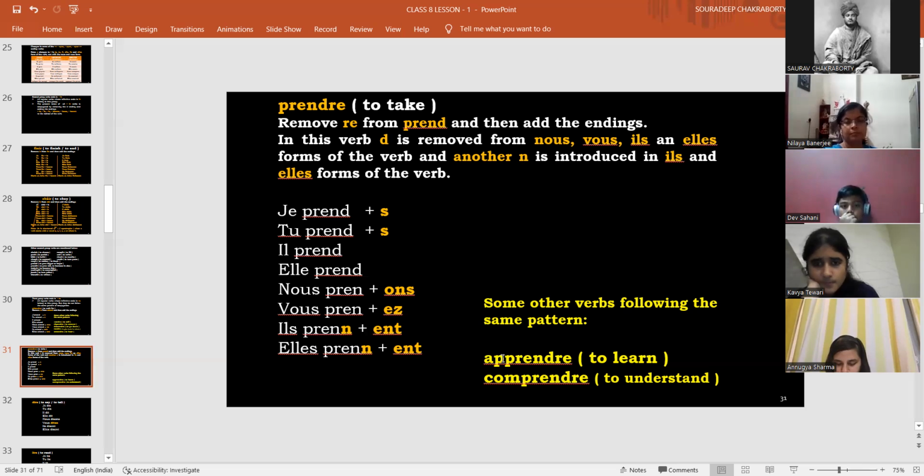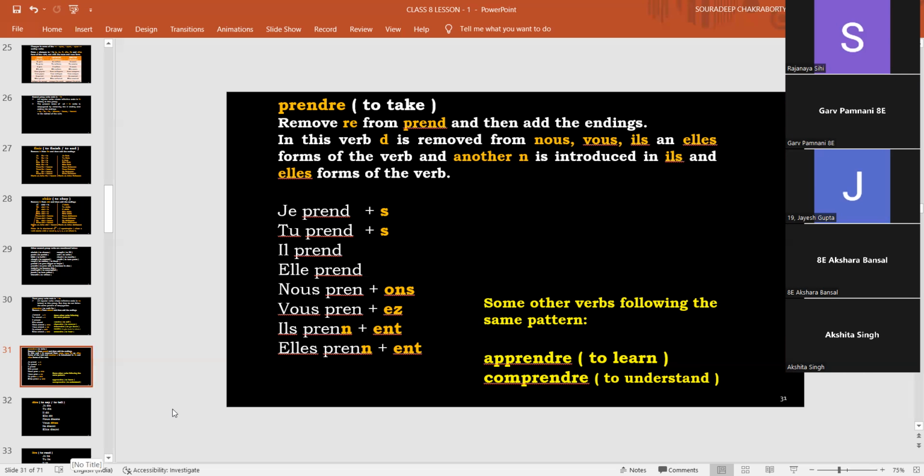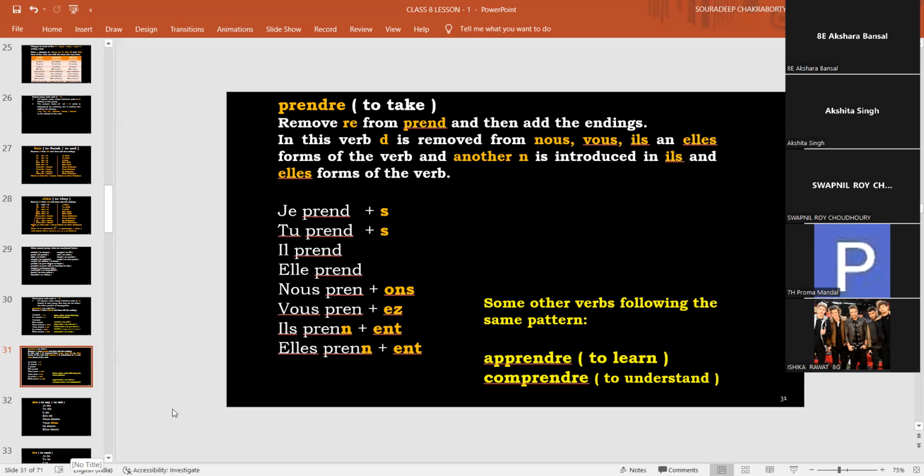So what will be the verb? Can you do this verb apprendre right now in a notebook? Apprendre. Dev, Akshat Kumar Mishra, Anugya, you need to send right now in the WhatsApp group. Garv, Jayesh, Akshara Bansal, Akshita Singh. The names I am taking, you need to send right now. Swapnil Roy Chaudhary, you have to send this verb right now.